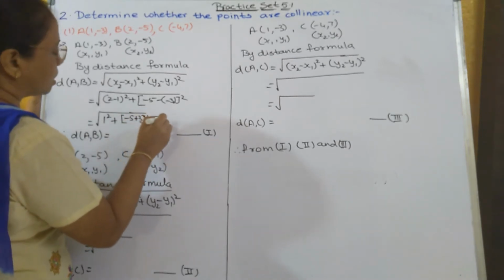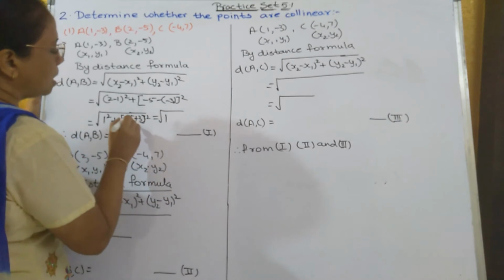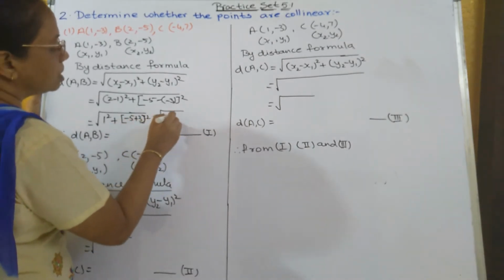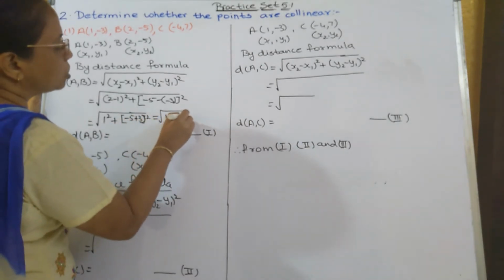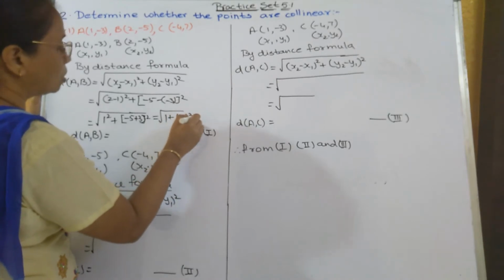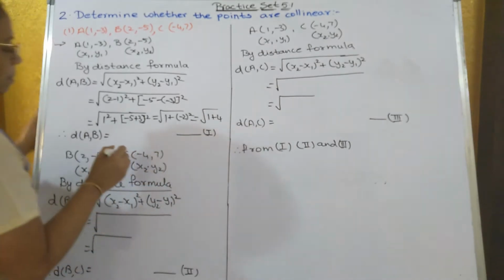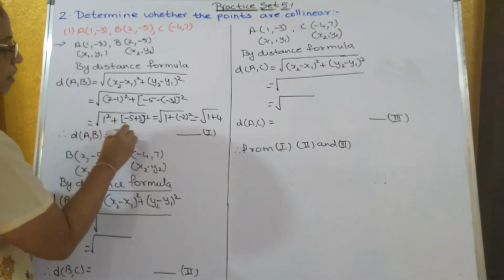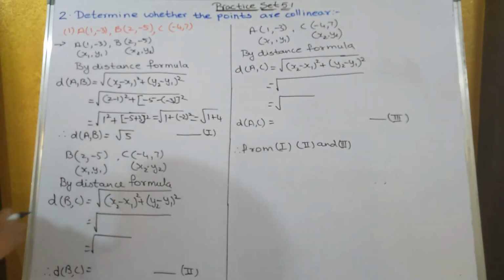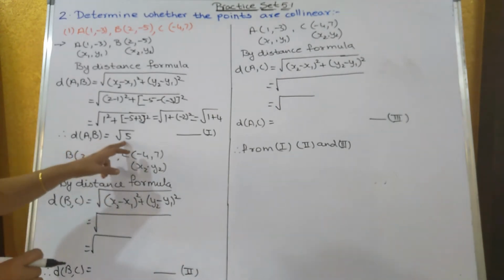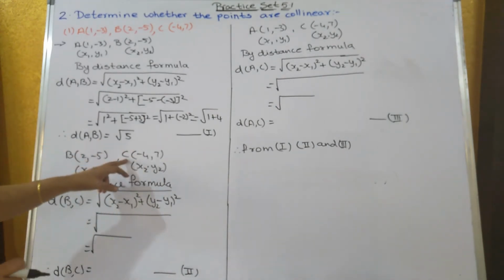So that is equal to 1 square is 1, and -5 plus 3 is how much? Minus 2 the whole square. So that's equal to how much? 1 plus 4. Now 1 plus 4 is how much? Root 5. So let us take that as 1. So we have got distance AB equal to root 5. Similarly, now we will find out distance BC.